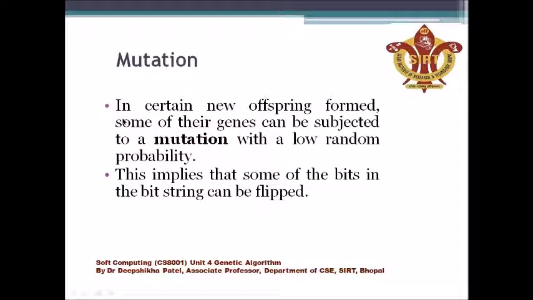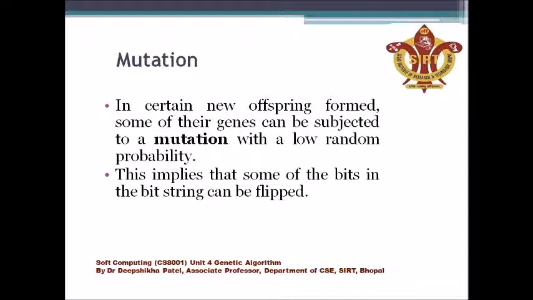Next, when we are done with crossover, comes mutation. Basically, we do mutation with a low random probability, so it's not always required. If it is required as per the random probability condition, then the mutation will be executed, otherwise we skip it. When a new offspring is formed, some of its genes can be subjected to mutation. In short, we flip some bits of the generated offspring in order to maintain diversity in the new generation.